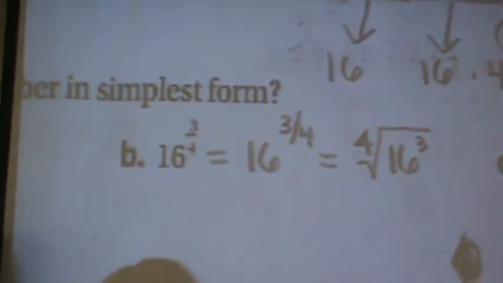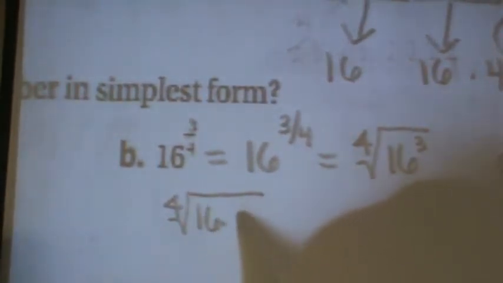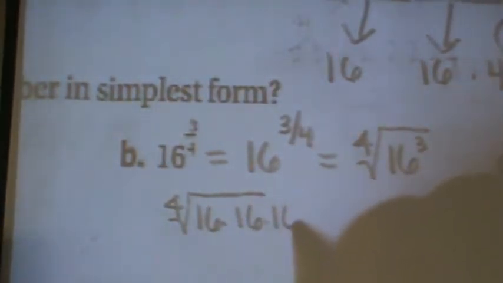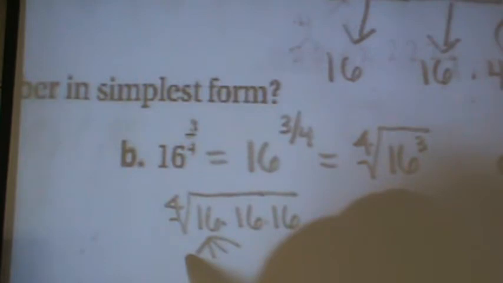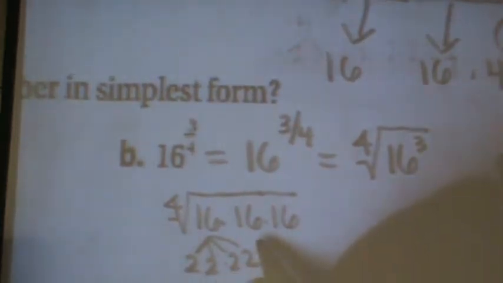The 4th root of 16 3 times. So I have 3 16s, so this is what this looks like. I have 16 times 16 times 16. And do you know what 16 consists of? 4 twos. Well, all three of them. You mean 4 twos? I know what you meant. 4 twos, these are 4 twos.